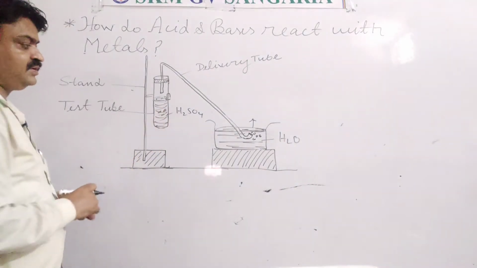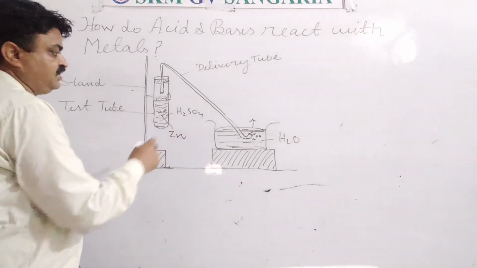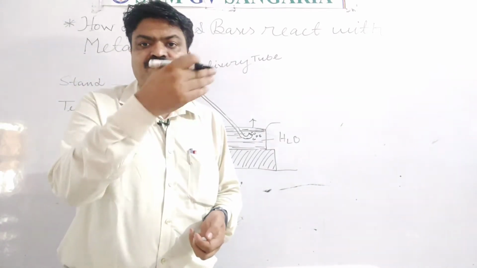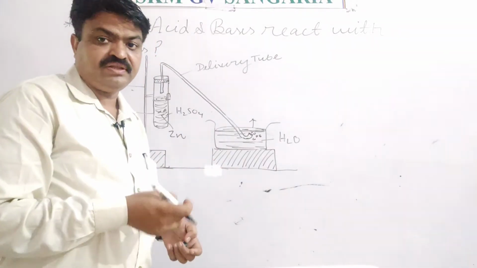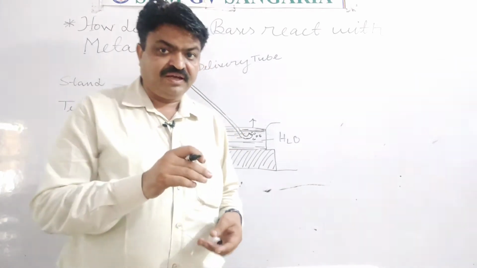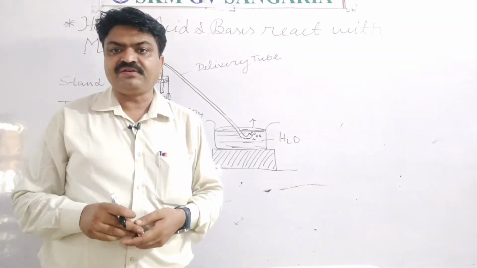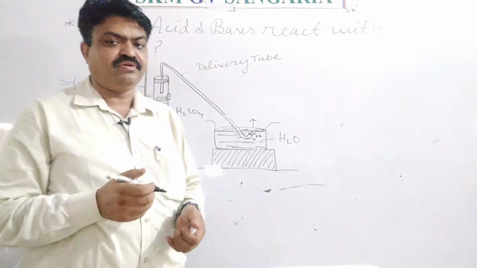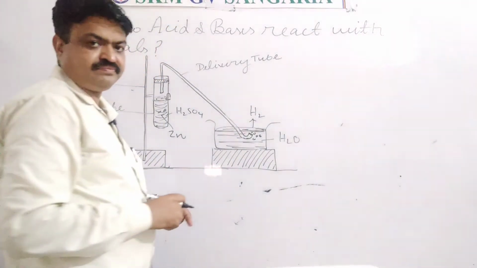Now in this test tube, when we put the zinc granules in it, what happens, student? One gas will be evolved, and this reaction is also given in chapter number 1 on the second page, student. When zinc reacts with sulfuric acid, it forms zinc sulfate, and in this process hydrogen gas is evolved. So the gas that will be evolved here is hydrogen gas.